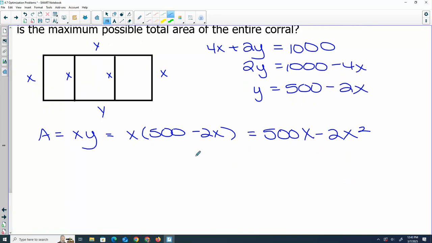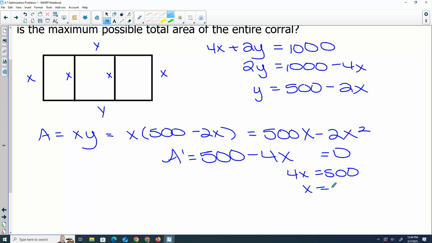Now what do we do? Derivative. 500 minus 4x. We need the critical point, so when that's 0 or undefined, it's never undefined. So when 4x equals 500, and x is 125.